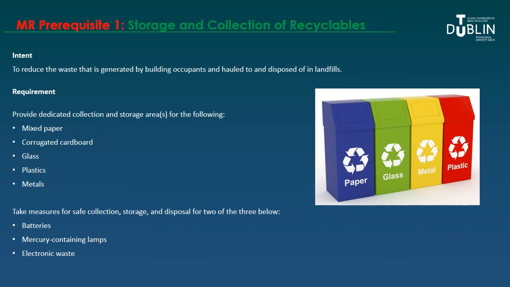The first prerequisite is about having a place to store and collect recyclables. This is for the actual building occupants and users, so that you reduce the waste that is generated and that any waste that you do generate can be separated and brought to the recycling centre as opposed to going to landfill. So you need to provide a dedicated collection and storage area for the following: paper, cardboard, glass, plastics, metals. The collection and the storage areas can be separate locations, and you also need to take measures for the safe collection, storage and disposal of 2 of these 3: batteries, mercury-containing lamps, or electronic waste.